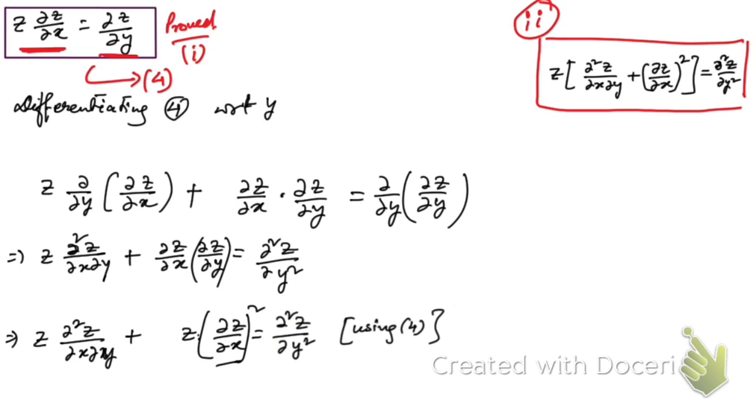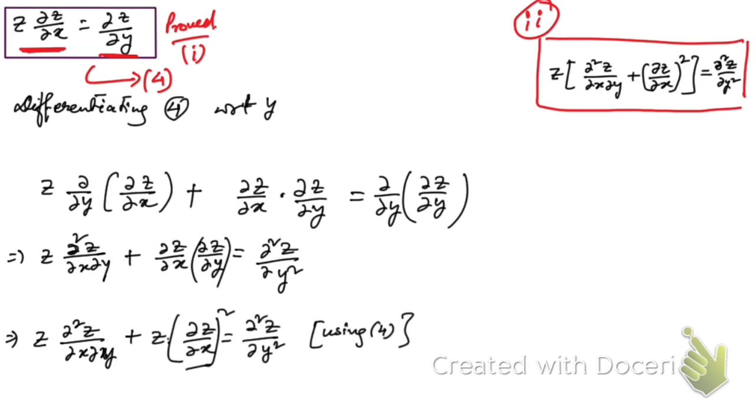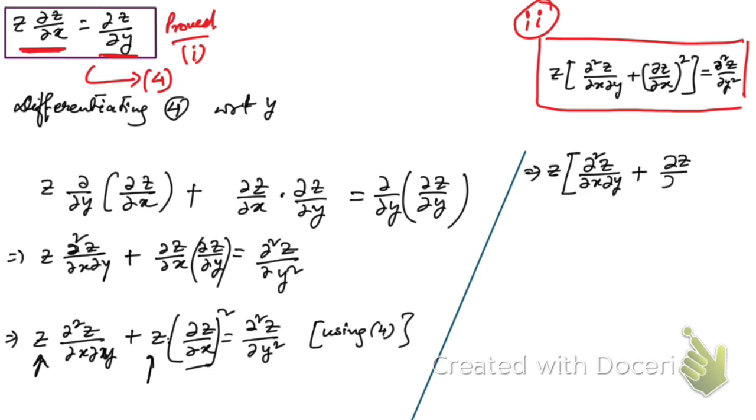In order to obtain maximum space to solve this question in a single slide. Now the next step, we're going to take z common. Z is taken common within the bracket. What we have got is del 2z by del x del y plus del z by del x whole square. On the right hand side we have got the second order partial derivative of z with respect to y. So this is what we needed to prove.